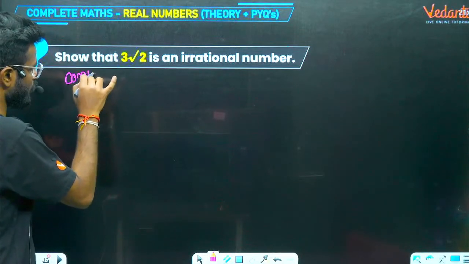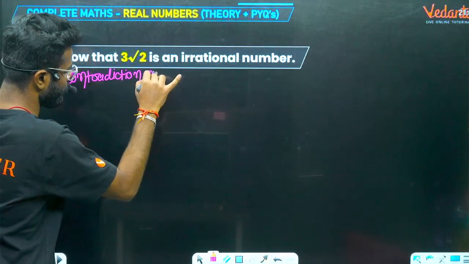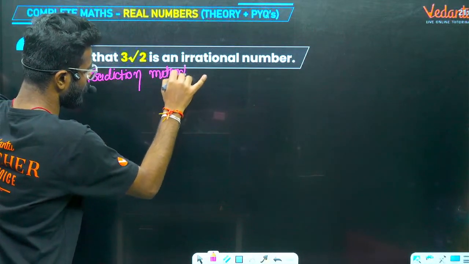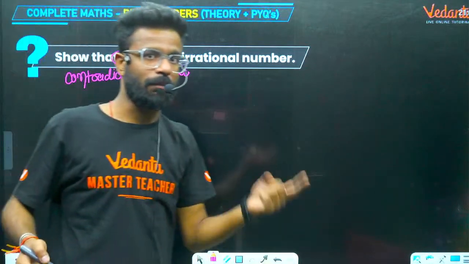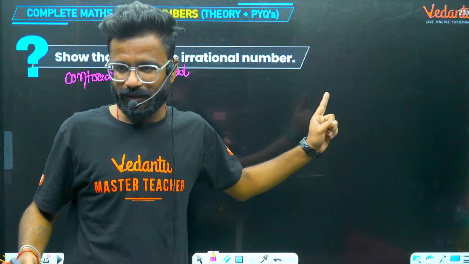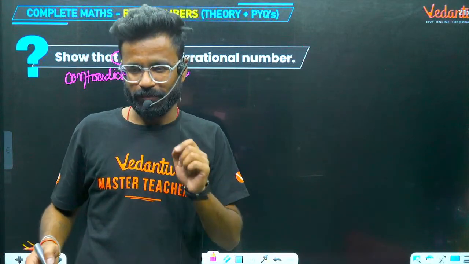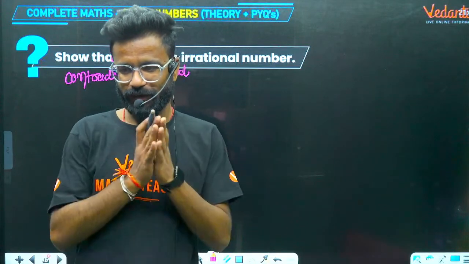Now, if you have to prove 3 root 2 is an irrational number, simple. This can also be done by the contradiction method. Let's assume that this is not an irrational number, but this is a rational number. Right? Very good. It's not a co-prime number. 5 is a common factor. Right. Very good.